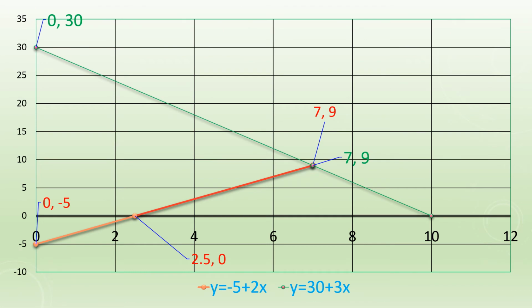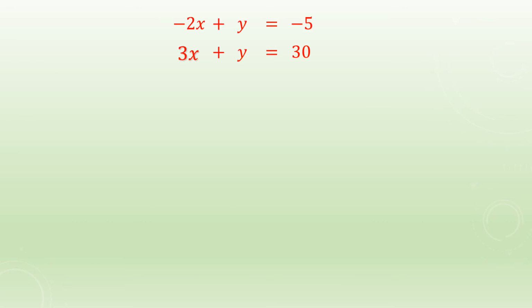The first line is the orange line. I have two points, 0 and negative 5, and another point 2.5 and 0, and I draw the line. And the second line, I have two points: the first point is 0 and 30, the second point is 10 and 0. This is the line. The two lines intersect at 7 and 9. This is by graph. Now I use Cramer's rule to find the intersection point.